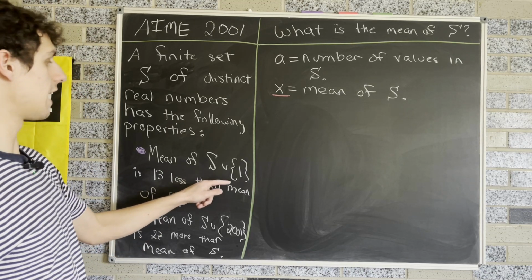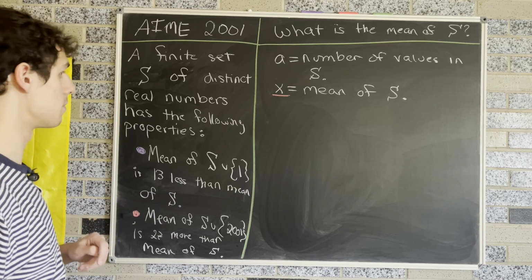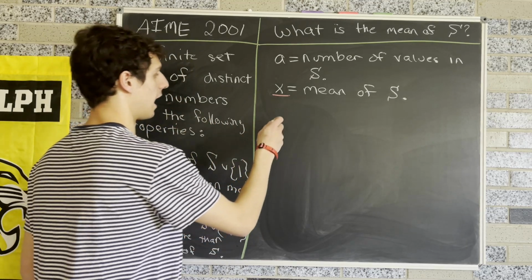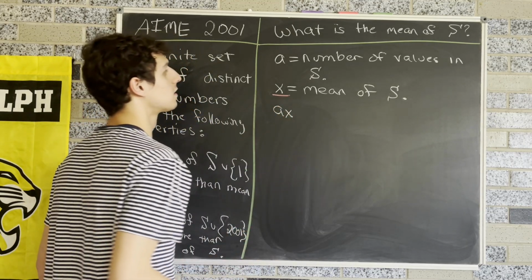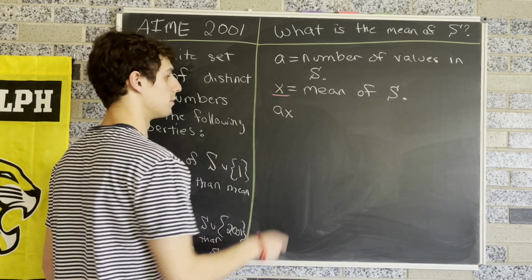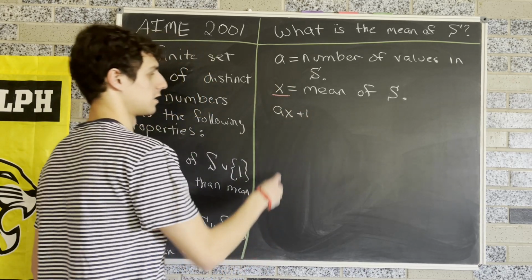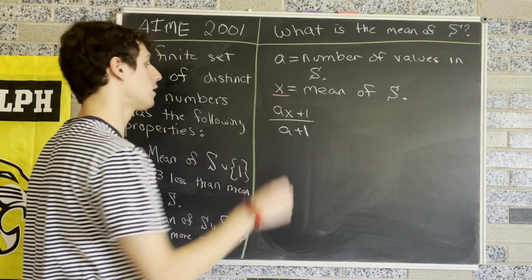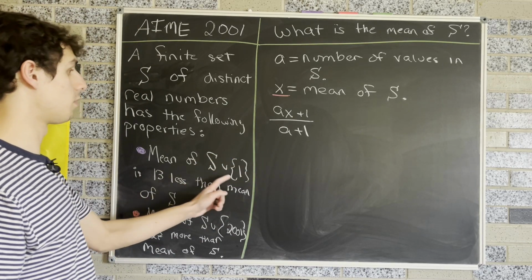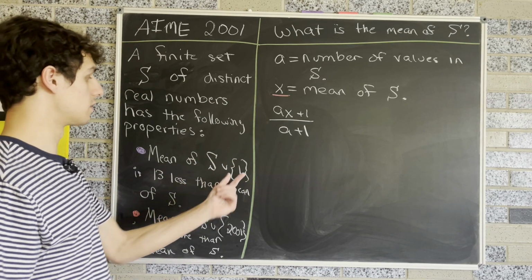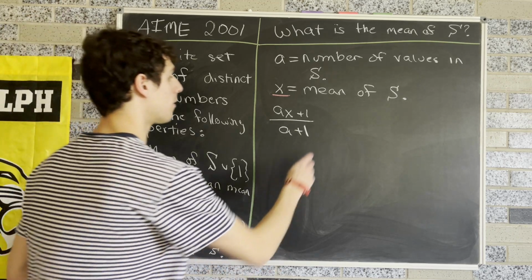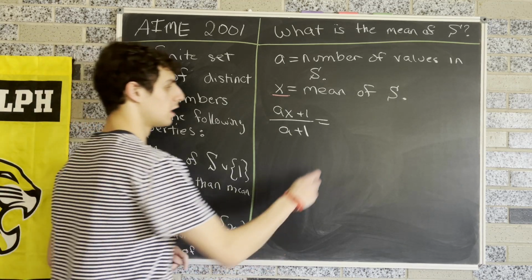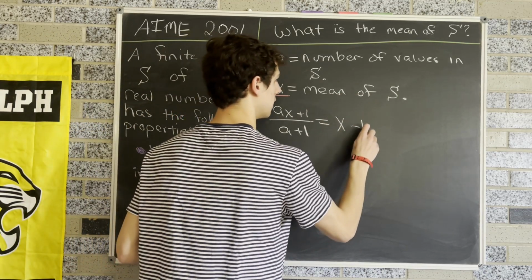First, we know that the mean of S union with 1 is 13 less than the mean of S. So that mean is going to have the value AX, the number of values in S times the mean of S, plus 1, so that's all the numbers in our set S added up, plus 1, over A plus 1, the number of values in S originally, plus an additional 1 because we unioned with this set of just 1 by itself. And that's going to be equal to X, the mean of S, minus 13.